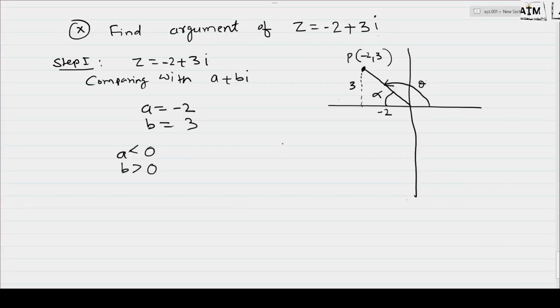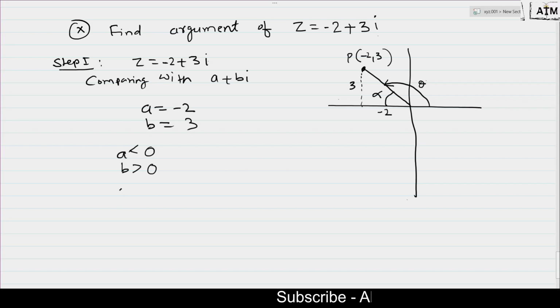In the next question, we have z equals minus 2 plus 3i, and we need to find the argument. The given complex number is minus 2 plus 3i. How do we find the argument? Comparing with the standard complex number a plus bi, we get a equals minus 2 and b equals 3. Here a is less than 0 and b is greater than 0. Therefore, the given complex number lies in the second quadrant of the Argand diagram.